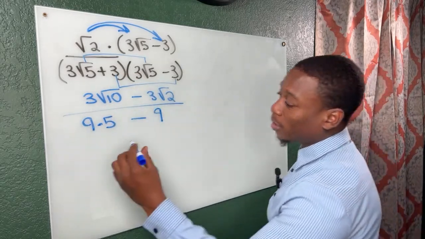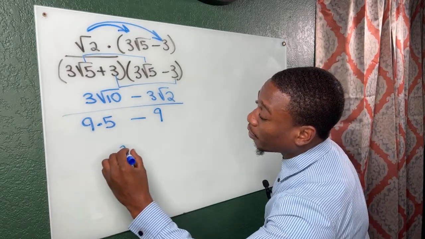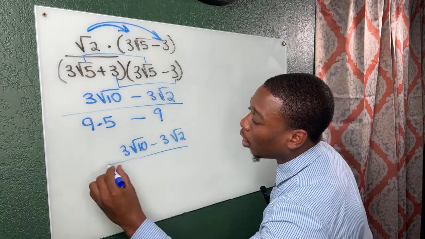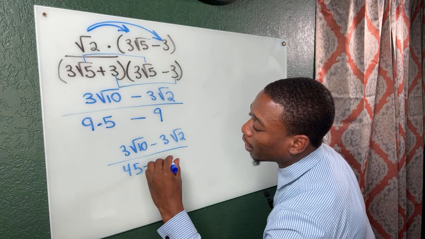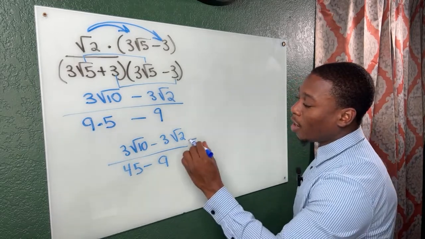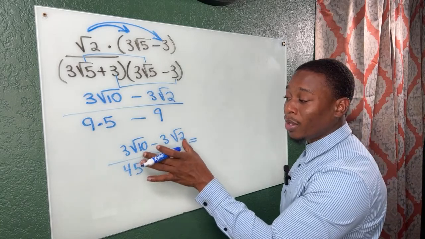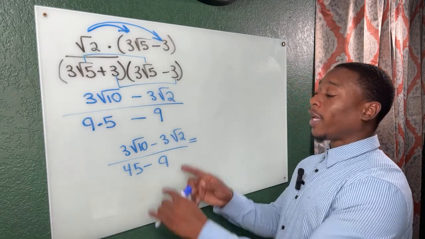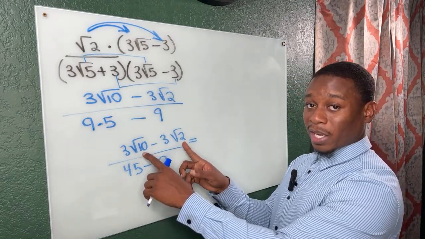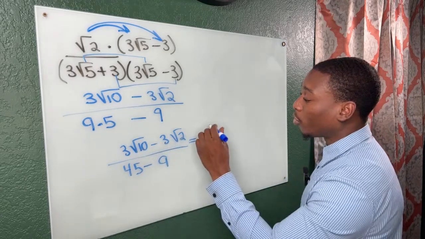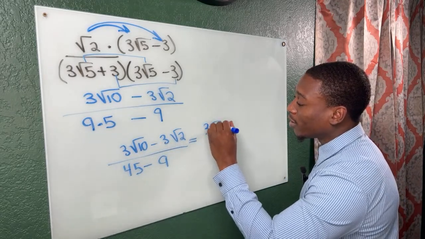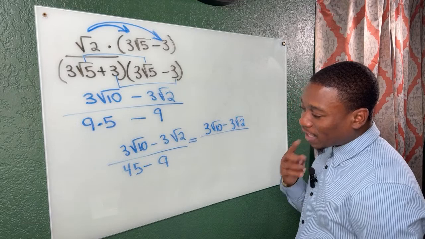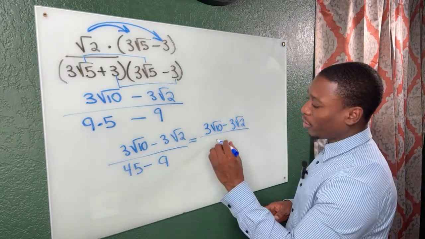So now at this step, I'm going to simplify. So we have 3 radical 10 minus 3 radical 2 all over 45 minus 9. Now, remember, we can't do anything in the top because this is subtraction. When it's subtraction and addition, we only could subtract if they had the same number under the radical and the same index. They had the same index, but not the same number under the radical. So 3 radical 10 stays the same, negative 3 radical 2 stays the same, and then 45 minus 9 is what, 36, right? Yeah, 36.